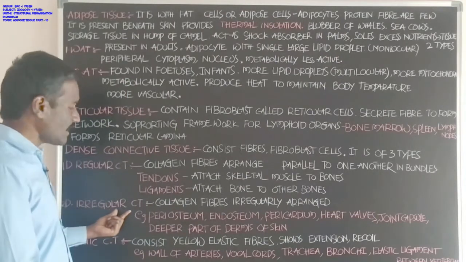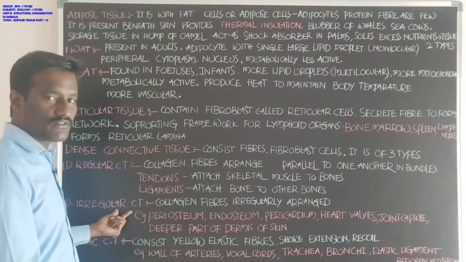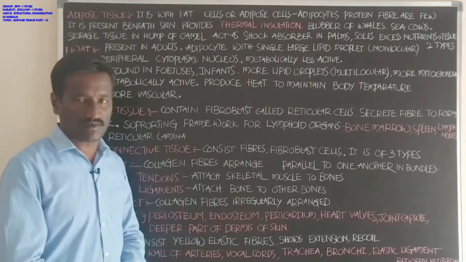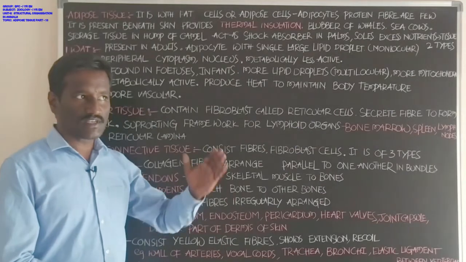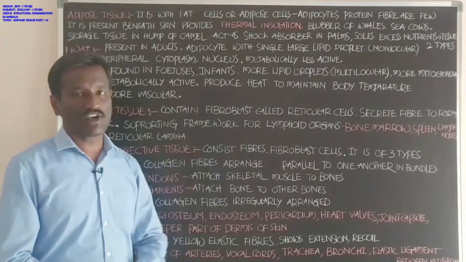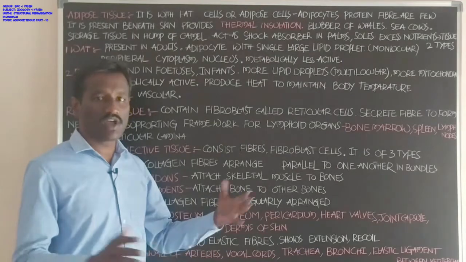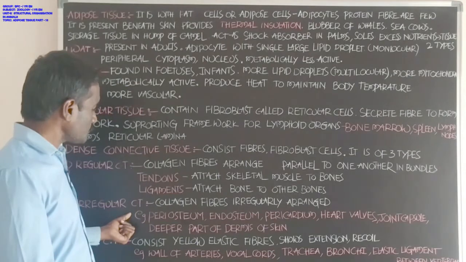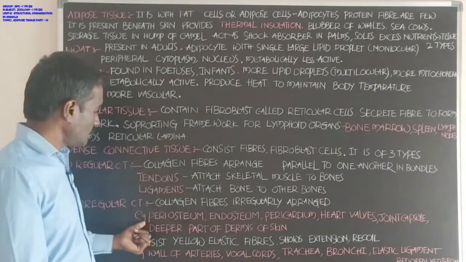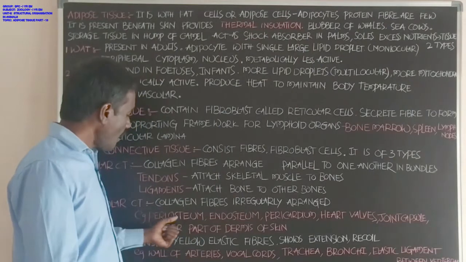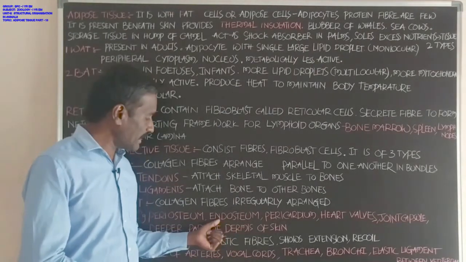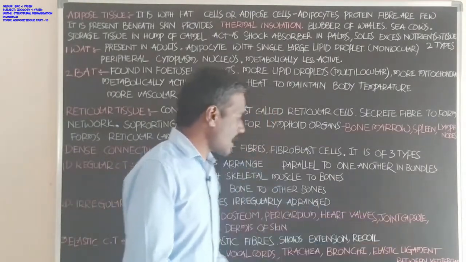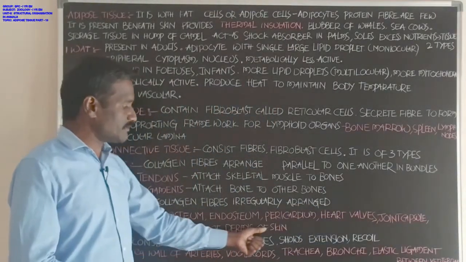Next, dense irregular connective tissue. What is the meaning of dense irregular connective tissue? Students, the collagen fibers are irregularly arranged. It does not show the parallel arrangement of the collagen fibers. Students, for example, where is it present? Periosteum, endosteum, pericardium, heart walls, joint capsule, and the deeper part of the dermis of skin.